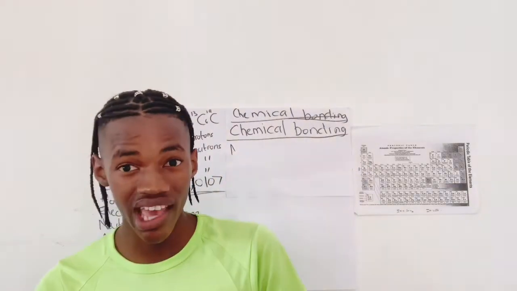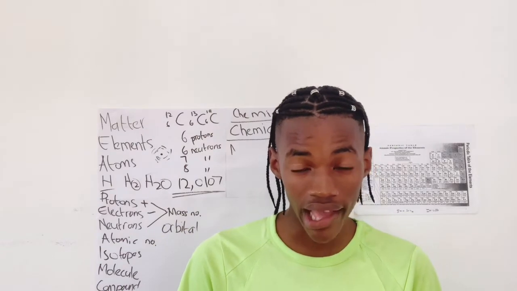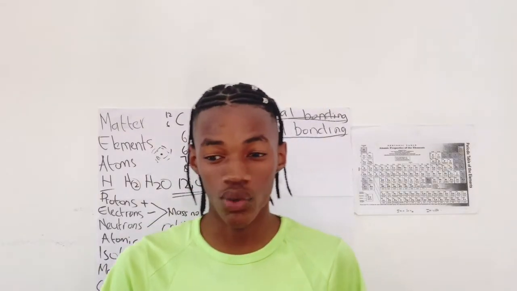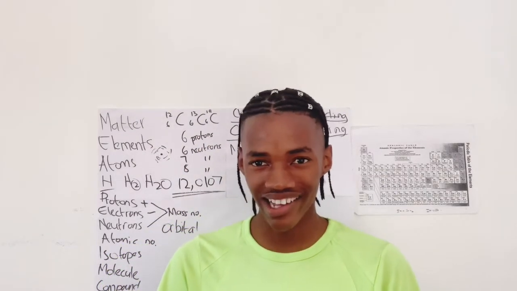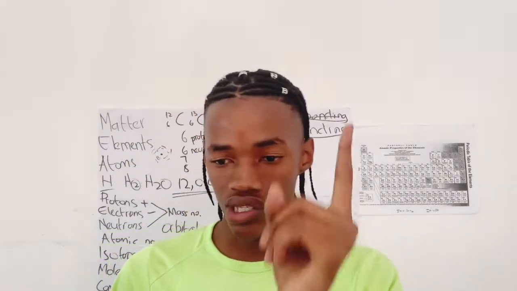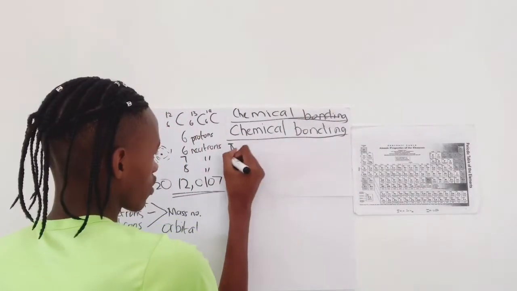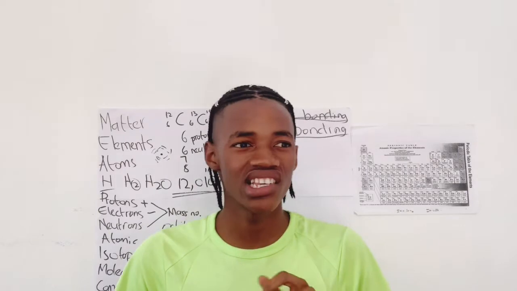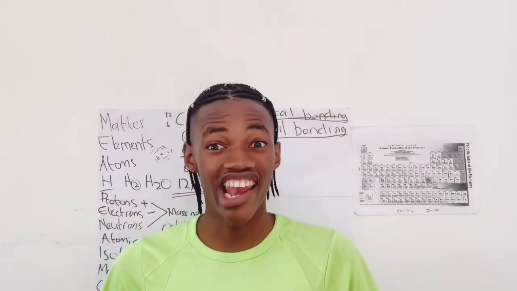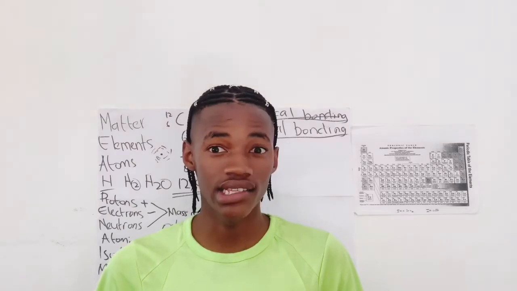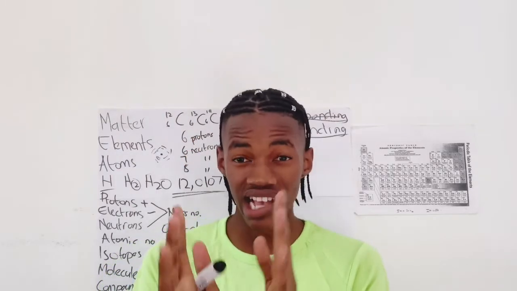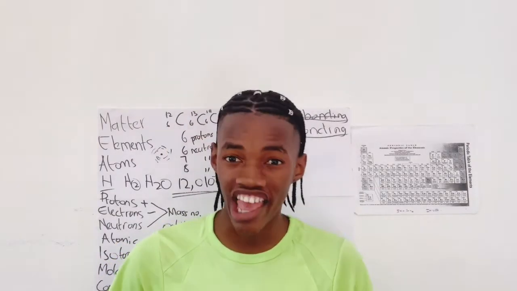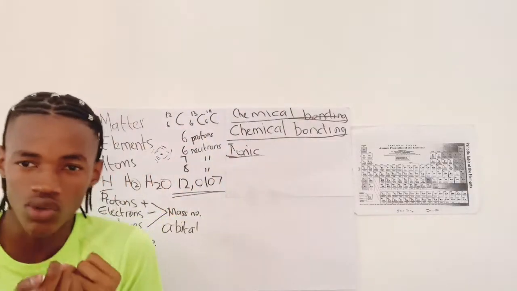Okay, so now we have ionic bonding, covalent bonding, and hydrogen bonding, and those are the bondings that we are going to be focusing on in this video. So for starters, we have ionic. So ionic bonding is when an electron, right, that is very... so now let me explain electronegativity. Electronegativity is the tendency of an atom to attract electrons to itself.